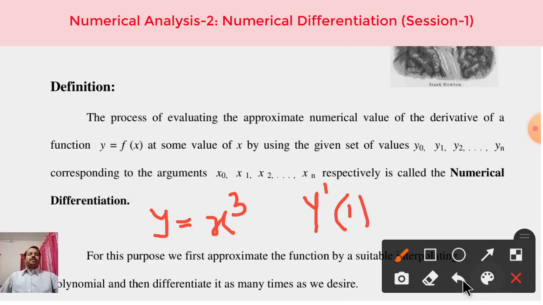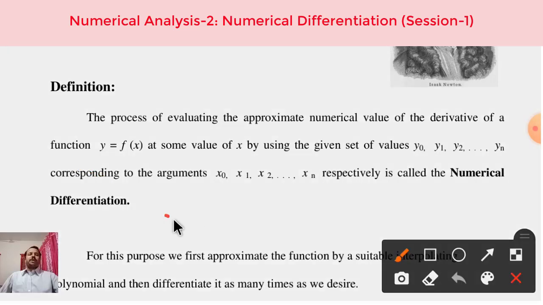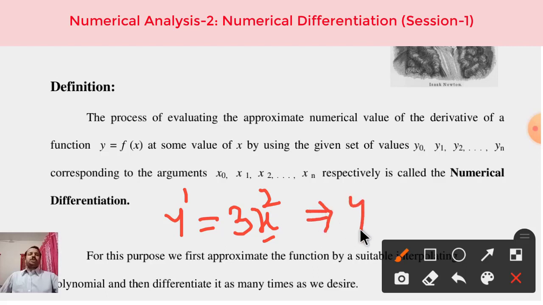We first differentiate the given function, that is y equal to x cube. So what will be our answer? Our answer will be 3x square. So y dash will be 3x square. Now we put x equal to 1. That implies y dash at 1 will be simply 3 into 1 square, that is 3.